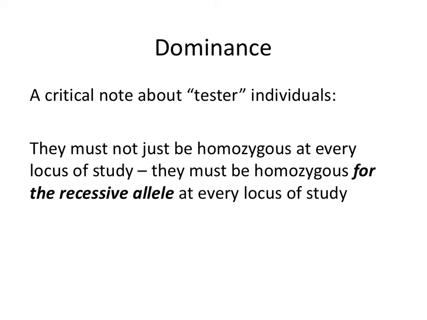One more really important thing to mention before we move into the new material. I have not told you this yet, but now that we're talking about dominance, I have to point this out. Up until now, I've told you tester individuals are just homozygous at all the loci we're interested in. Add this to your notes. The tester individual has to be homozygous for the recessive allele, if there is one. There isn't always. But if there is a recessive allele, the tester is homozygous for the recessive alleles. In other words, up until now, we've said that this could be a tester genotype.